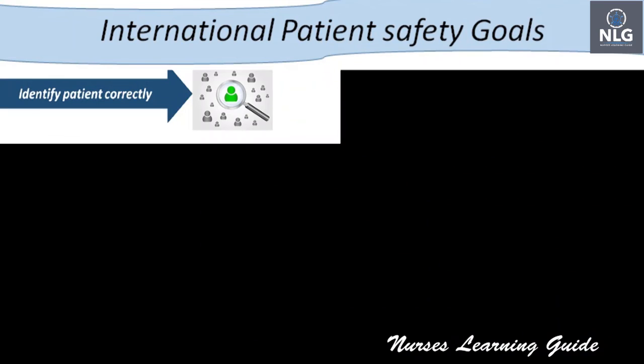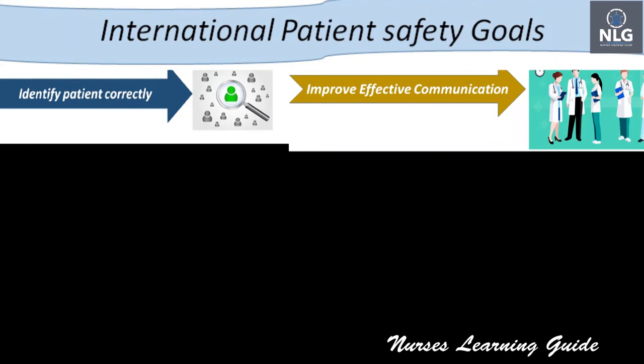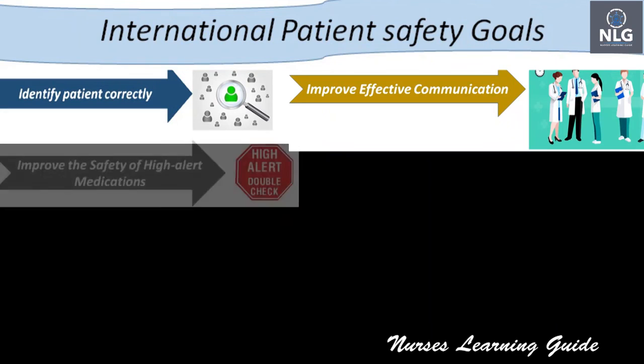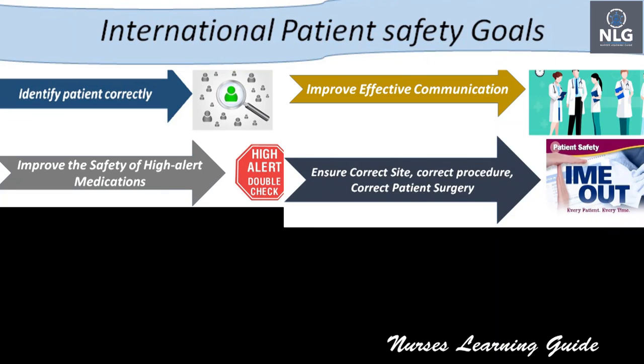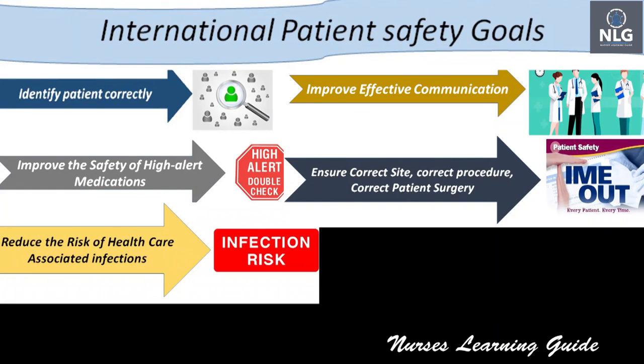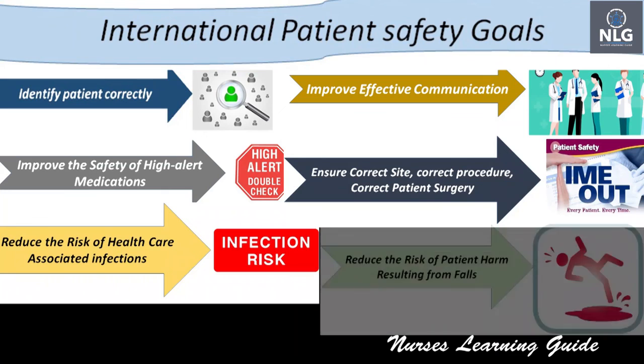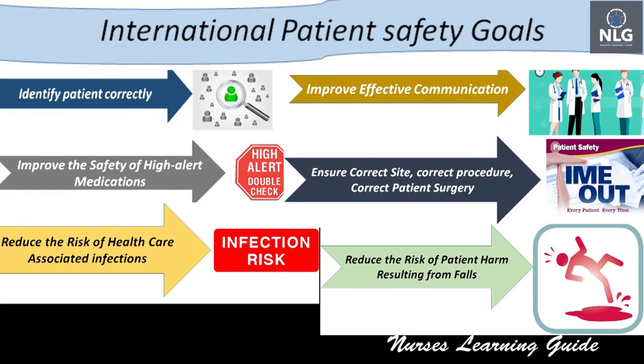Coming to the conclusion, we have 6 goals. The first one, identify patient correctly. Second one, improve effective communication. Third one, improve the safety of high alert medications. The fourth one, ensure correct site, correct procedure, correct patient surgery. And the fifth one, reduce the risk of healthcare associated infections. And the last one is reduce the risk of patient harm resulting from falls.